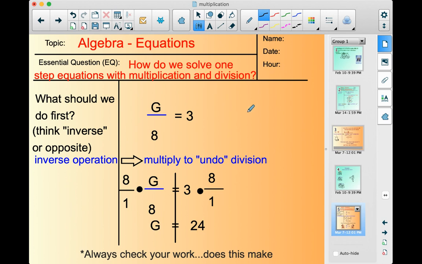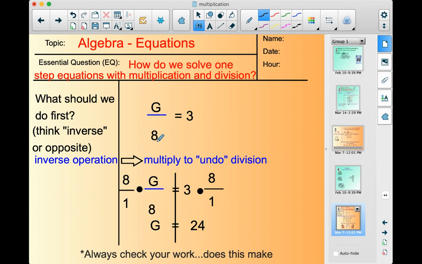All right, let's look at a few that have division. Now, there's a couple of different ways to write division. Here is one way that you might see it. You might see it written like a fraction, g over 8. Remember, this fraction bar means division. So this is saying g divided by 8.